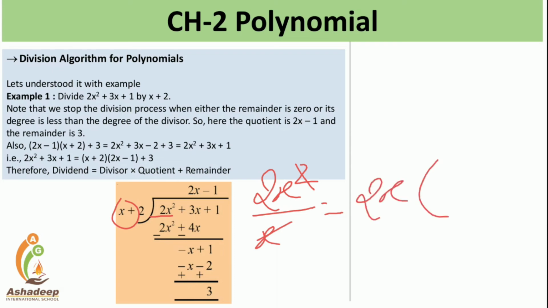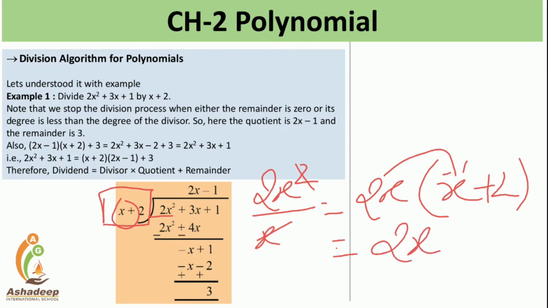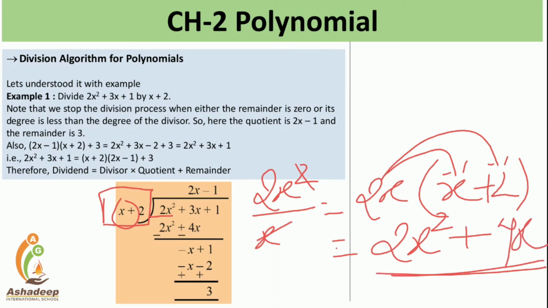In bracket you have to write down the divisor, and that is x plus 2. What is the answer? 2x into x, 2x square. 2x into 2, plus 4x. So it's 2x square plus 4x. I write down here 2x square plus 4x.